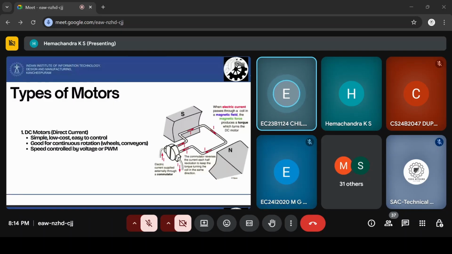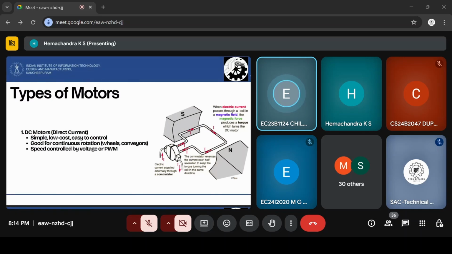When a direct current flows through the coil, it generates a magnetic field that interacts with the stator's field, producing torque that rotates the motor. There are some brushes which are connected to the commutator. These brushes maintain an electrical contact with the commutator, which helps in rotating the coil. So basically, this helps in the continuous rotation of the motor. The speed of a DC motor is controlled by the input voltage, or else you could call it pulse width modulation. By adjusting this, we can control the speed of the DC motor.